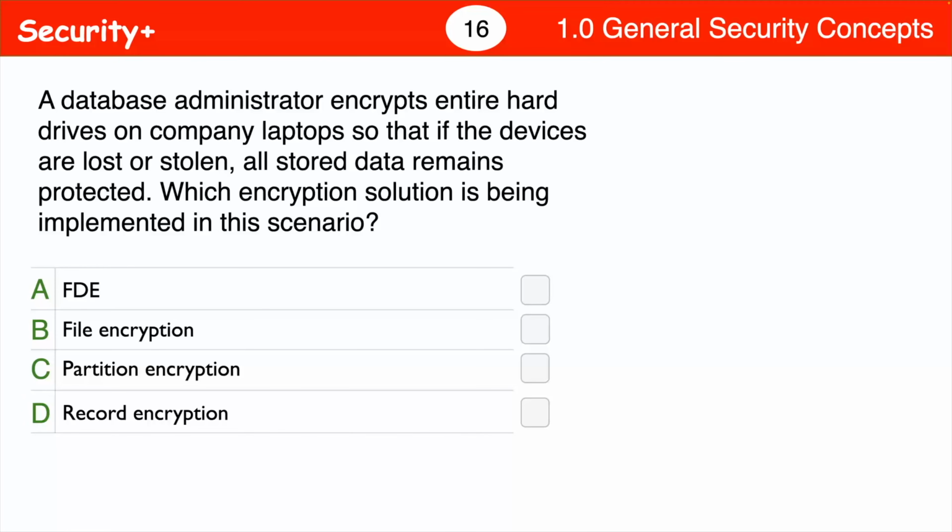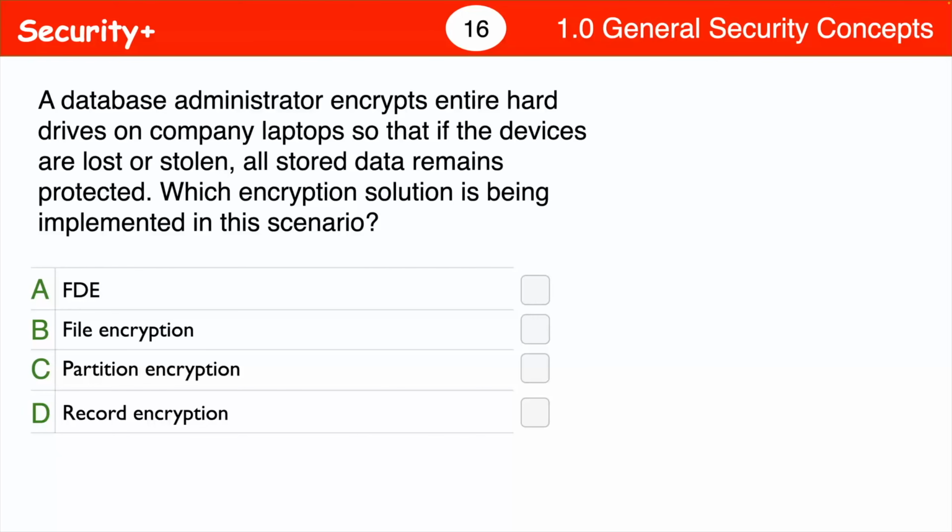Okay, so if you know what some of these are, think about it a little bit, and it's a pretty easy question. But the key phrase for this one is encrypts entire hard drives. That's important. This applies, that the entire disk is being encrypted, not a part of it or a single item of it. So let's go ahead and do the process of elimination now.